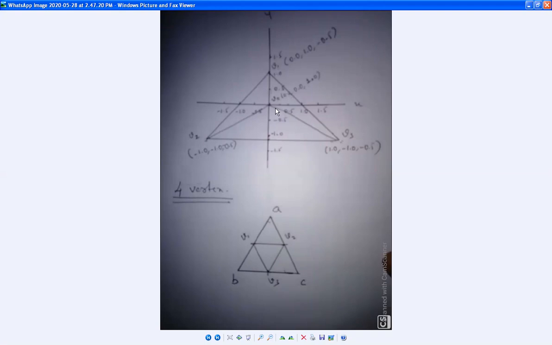Now, on the y-axis, draw one more vertex v1, that is 0.0 on the x point and 1.0 on the y point. Similarly, come to this part and draw one more vertex where x is minus 1.0 and y is minus 1.0. Similarly, come to this point and draw one more vertex where x is 1.0 and y is minus 1.0. So your triangle is ready, right?